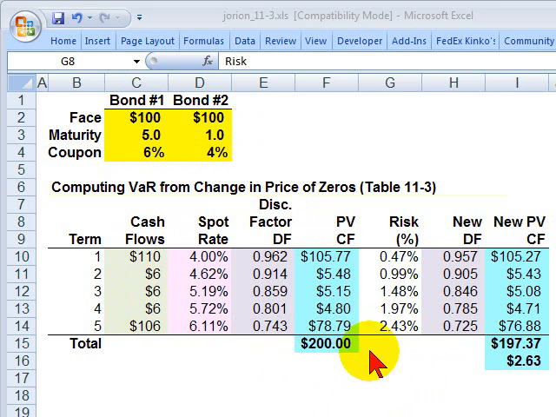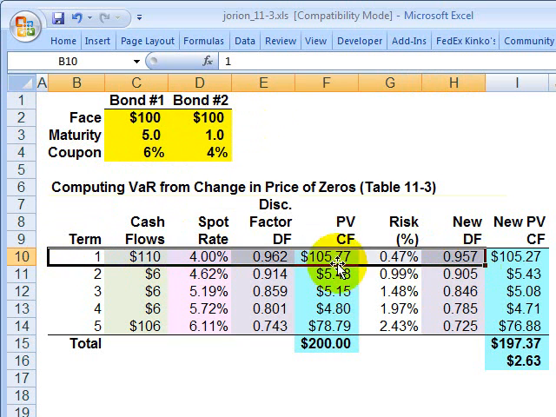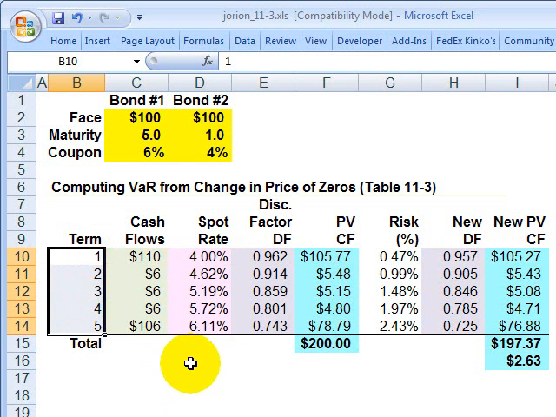A lot of key concepts here in this table. So just to remind you, our portfolio has 2 bonds. It's a simple 2-asset portfolio. Both bonds have a face value of $100. The first bond has a maturity of 5 years with a 6% coupon. The second bond is a short-term bond, matures in only 1 year, paying a 4% coupon. So then we have one row for each year in the 5-year term to maturity.